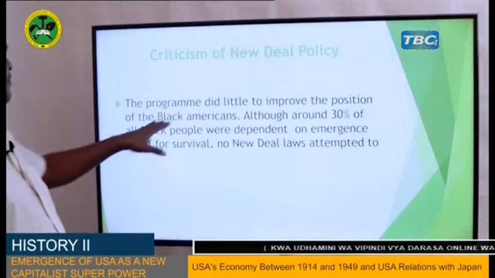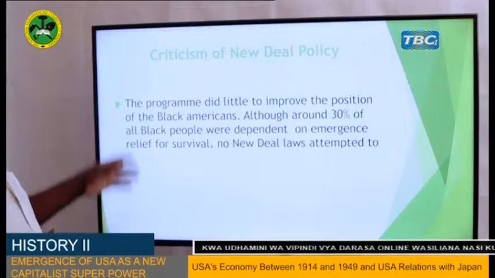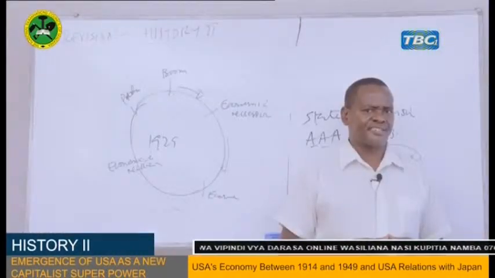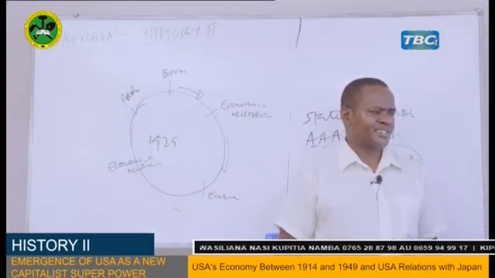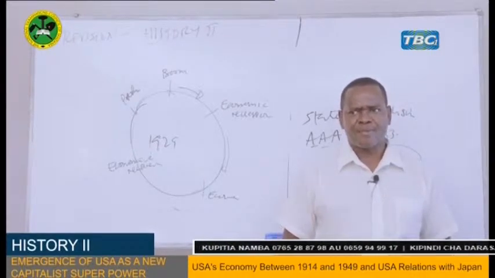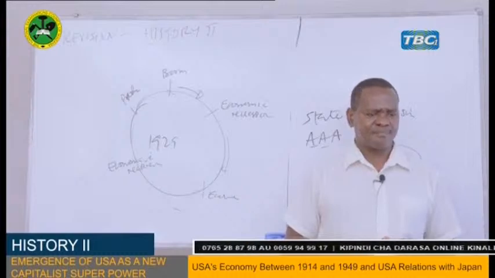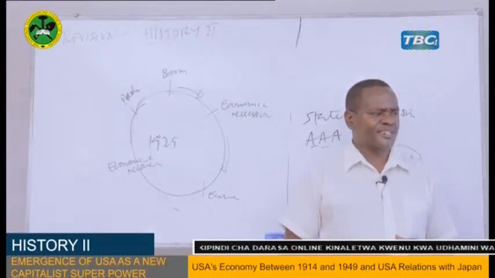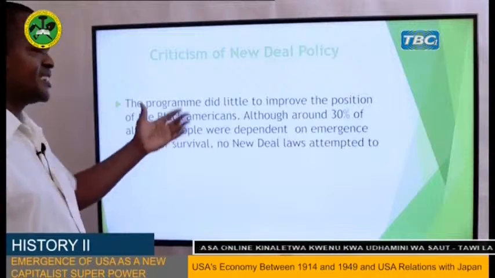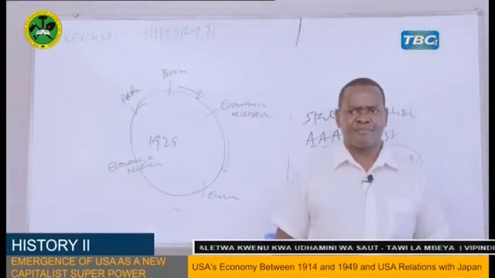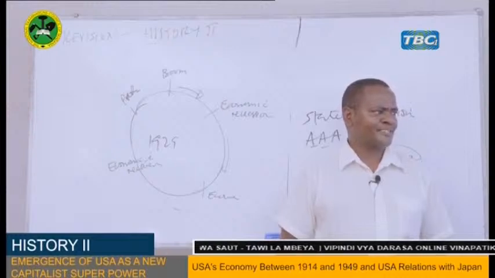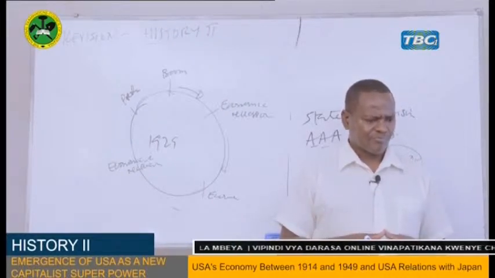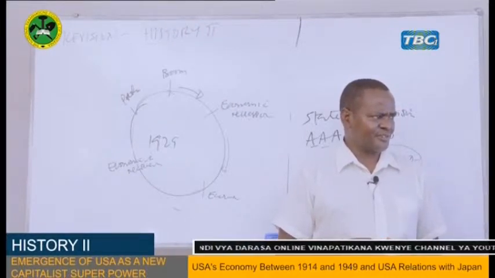Another thing is that the program did little to improve the position of black Americans. They say the program did very little to improve the position of the black people in America. The black people in America were segregated. They were so poor. They were living in poor housing and so on. And the New Deal did not go far to improve their lives. In fact, even after the end of the New Deal, the life of the black people was still the same until the 1960s and so on and so forth.